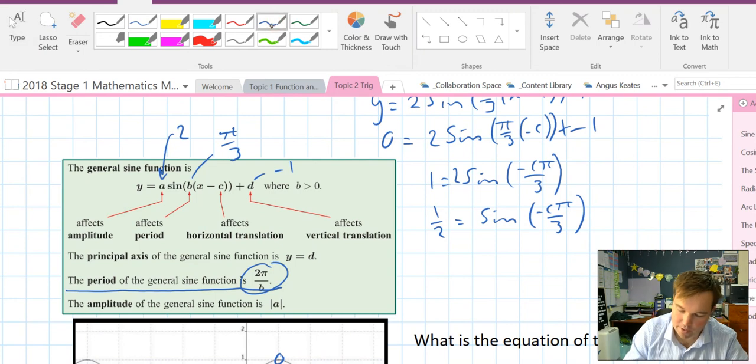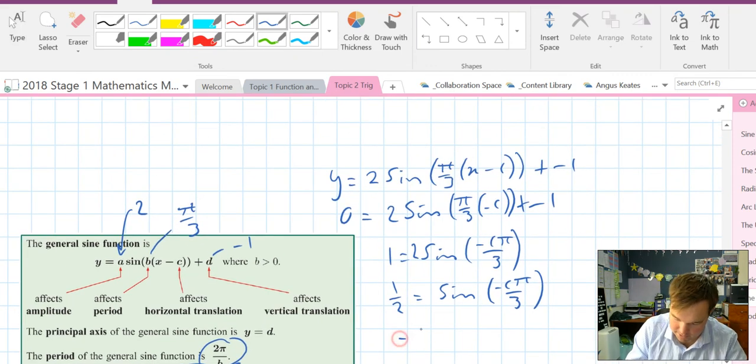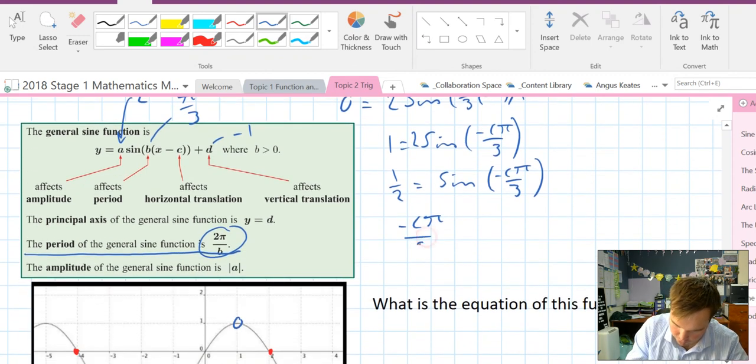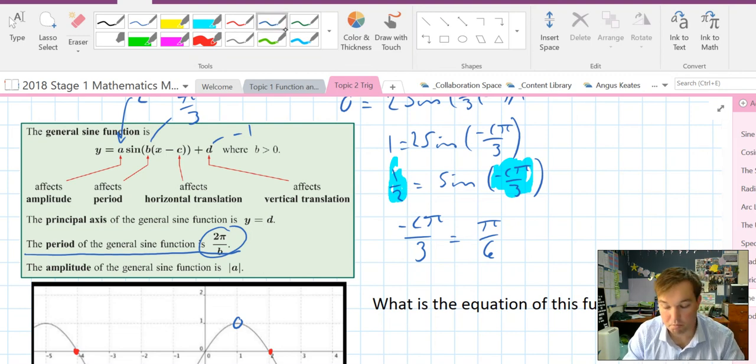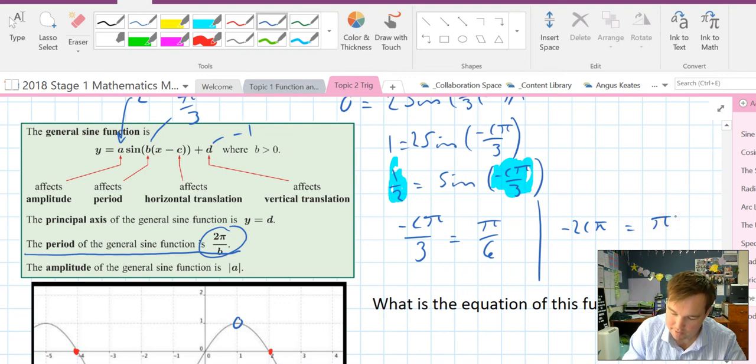Alright, so now we're thinking, well, sine of what equals a half? And we should know that sine of pi on 6 equals a half. Therefore, -c pi on 3 should equal pi on 6. So we know that when this is pi on 6, we get a half. And therefore we can write our equation like this. I'm going to multiply both sides by 6. If I multiply both sides by 6, what I get is -2c pi equals pi. Then I'm going to cancel the pi's out. -2c equals 1. And then c is going to equal 1 on -2. So c is -1/2.